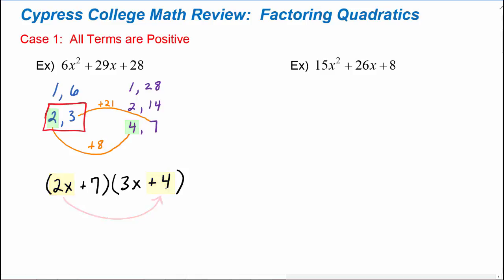And when you FOIL that back out, which you should always do, we check first times first is 2x times 3x is equal to 6x squared. You want to check that your outer term, which would be 2x times 4, which is 8x, and your inner term, which would be 7 times 3x, which is 21x, does indeed add up to be the 29x. And then last times last, we have 7 times 4 is 28.